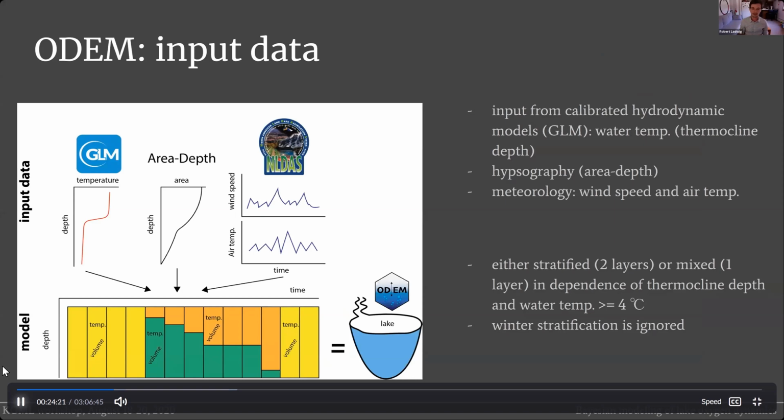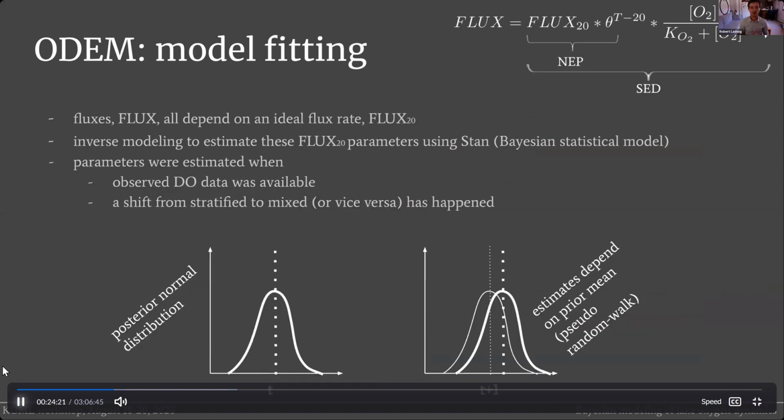So how do we do the model fitting? All these fluxes I have shown earlier, they all depend on an ideal flux rate, which we call flux 20, which is kind of a black box. So we are using Stan, which is a Bayesian statistical model, to estimate these flux 20 parameters by running multiple chains of the model again and again. And every time we had a new observed data point for oxygen, we estimated these flux 20 parameters again, and also when there was a shift from stratified to mixed conditions or vice versa.